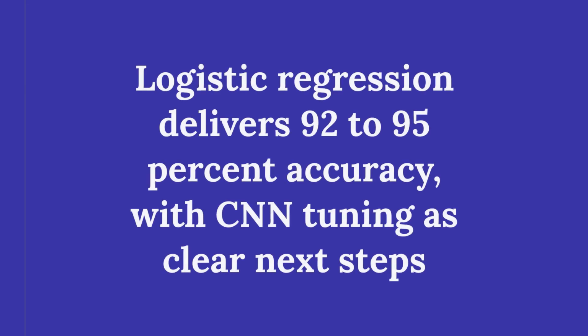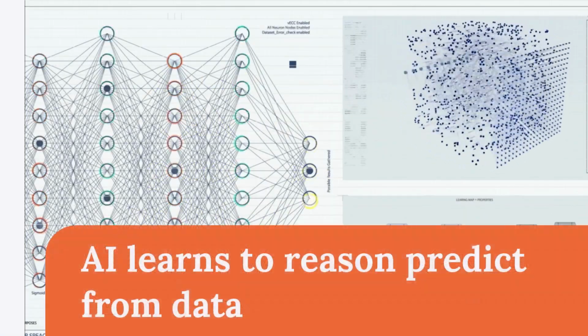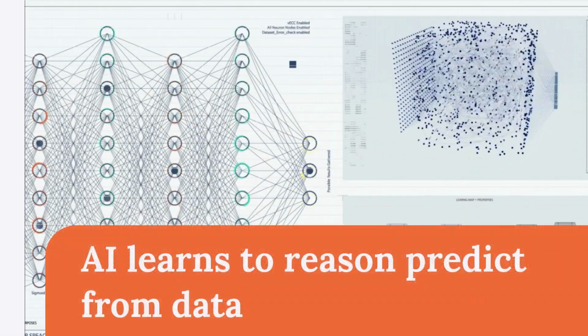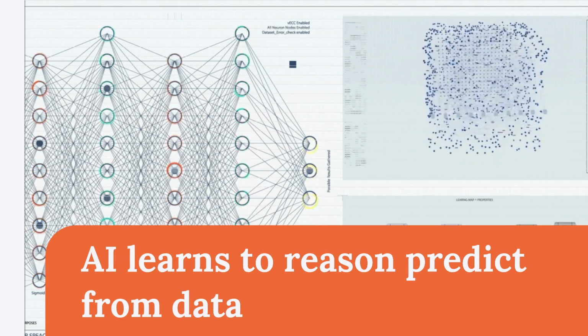The material says the model typically reaches about 92 to 95% accuracy and suggests convolutional neural networks, data augmentation, and hyperparameter tuning as extensions. Together, these techniques show how artificial intelligence systems can learn, reason, predict, and improve from data.